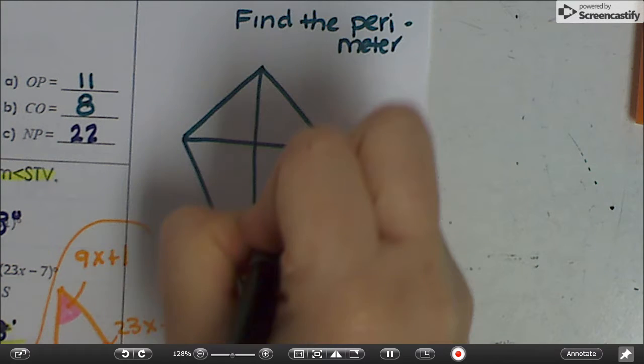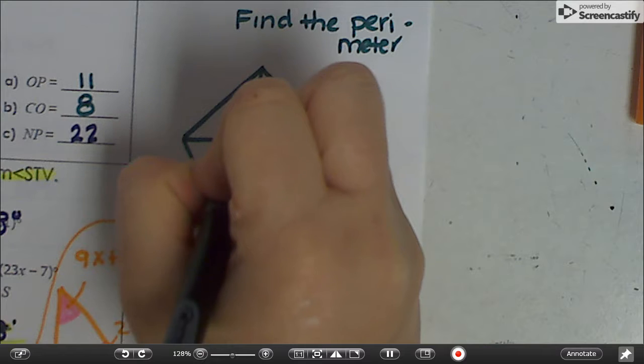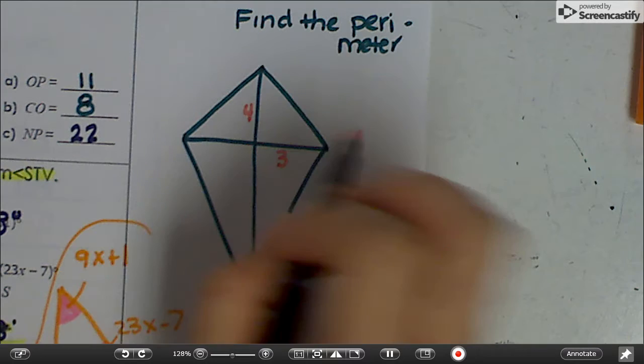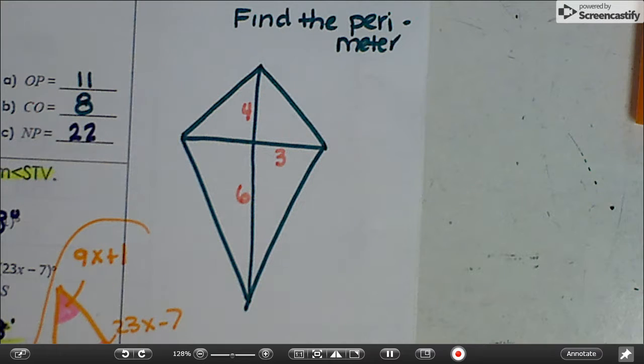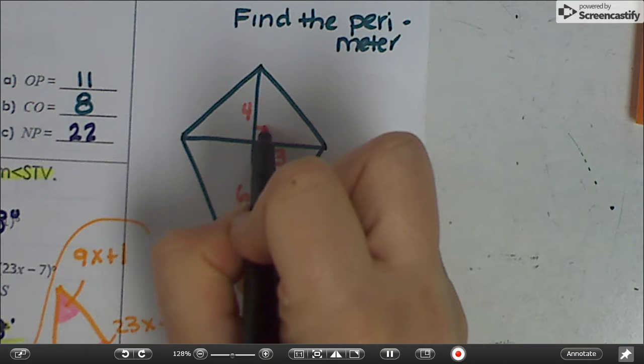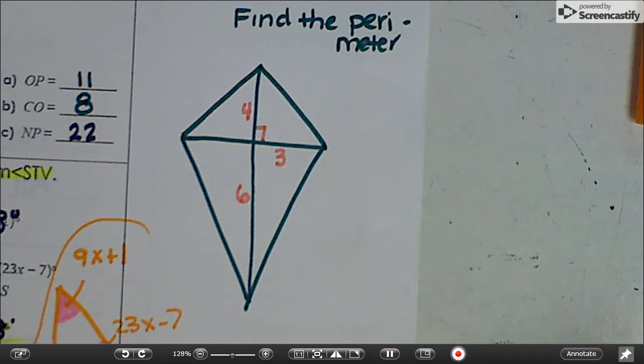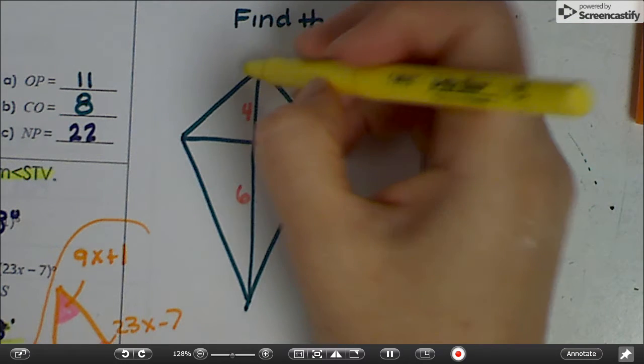It may give you like, this is 3 and that's 4, and this is, I don't know, I'm just going to put 6 just for fun. It might just give you this amount of information. If it gives you just this amount of information, you can still find the perimeter, because in a kite, the diagonals are perpendicular. Okay. That gives you a right triangle, or 4 of them really, to choose from.